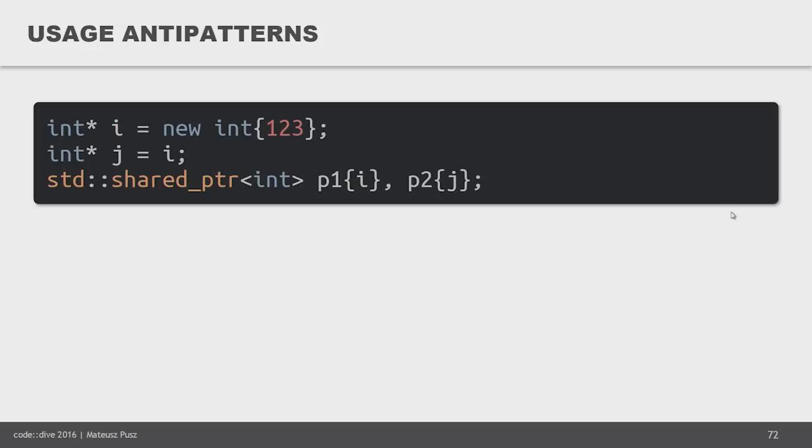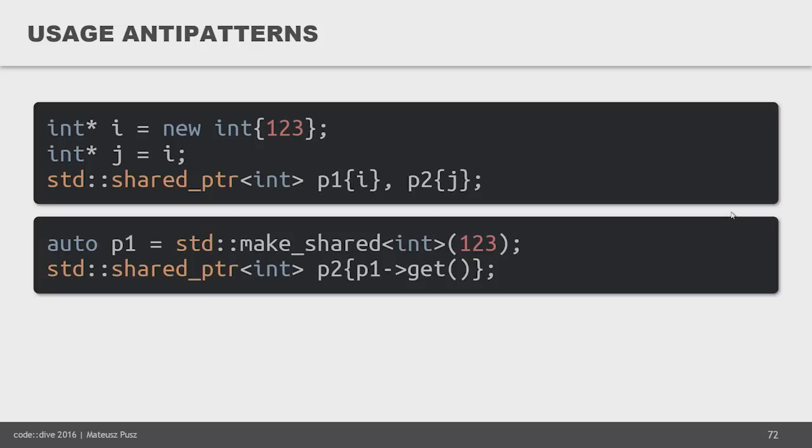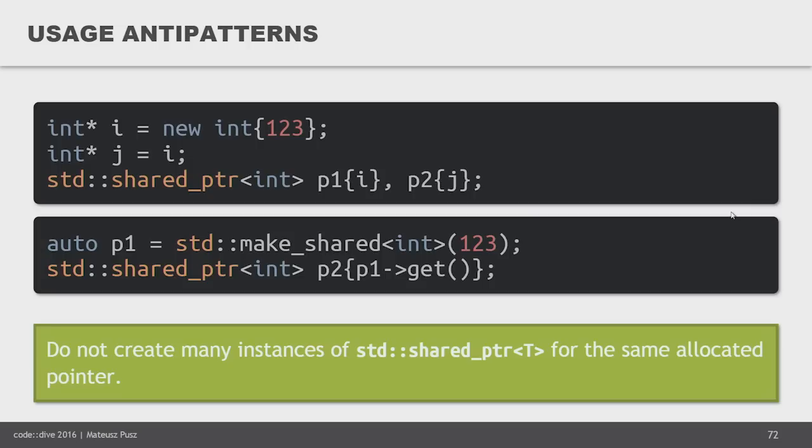Another anti-pattern that is pretty popular is that people tend to create a shared pointer from more than one instance of the shared pointer with the same allocated memory. It may be presented this way or this way, that you can call get and create another shared pointer. Basically, it will do a double delete, or call the deleter twice if it's not the default delete. So basically, going to undefined behavior land. So do not create many instances of the shared pointer from the same allocated pointer.